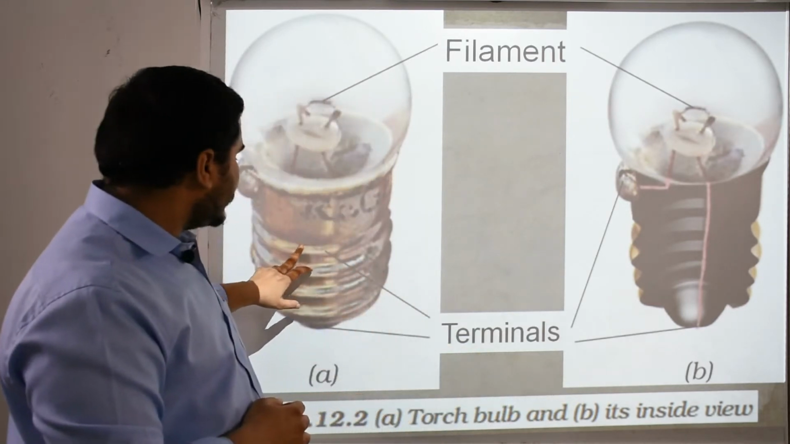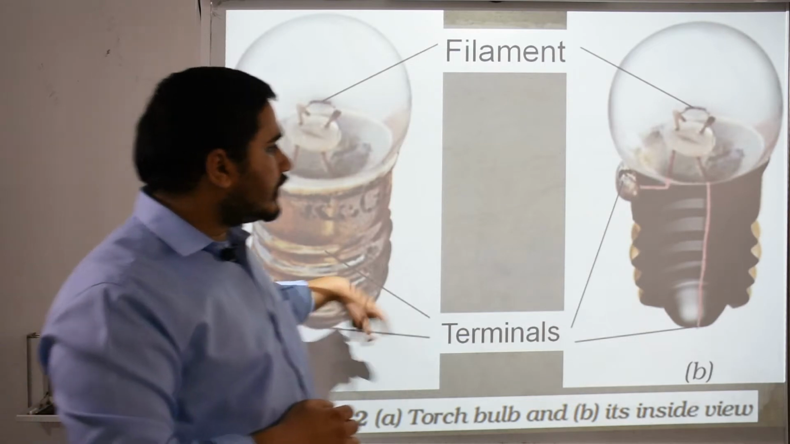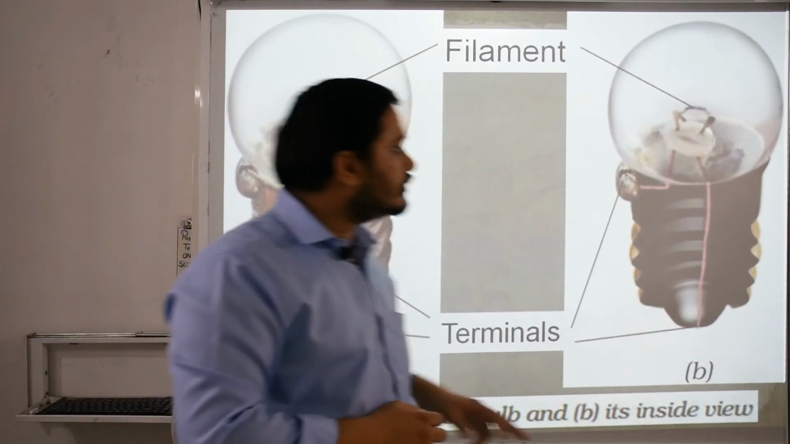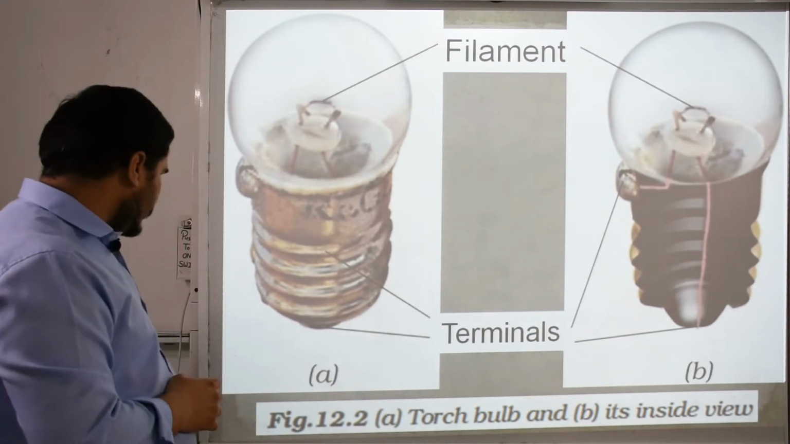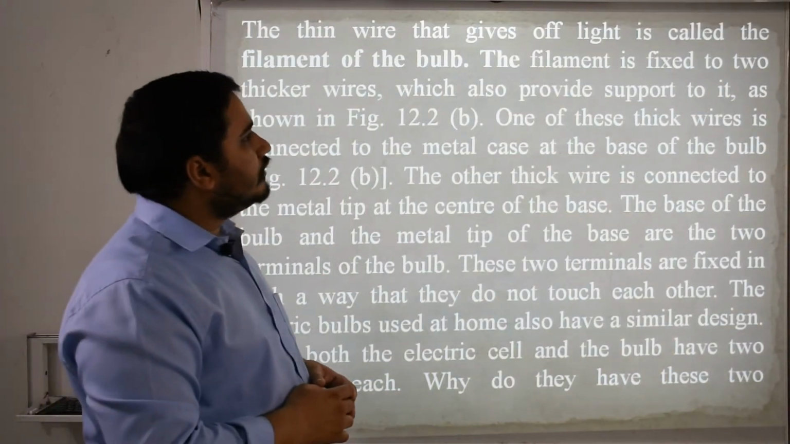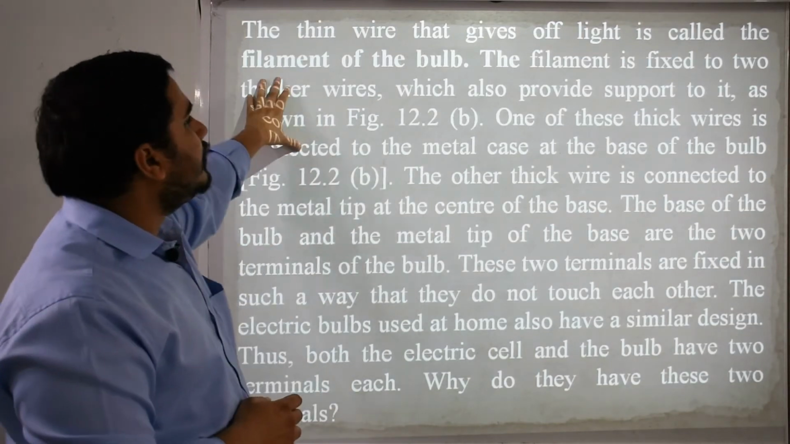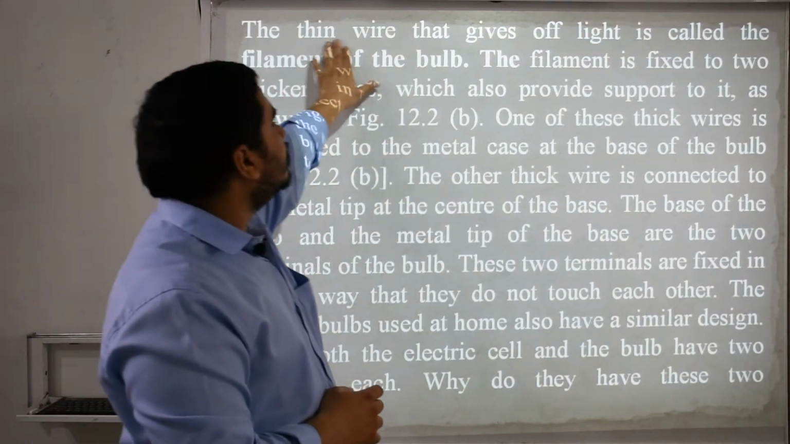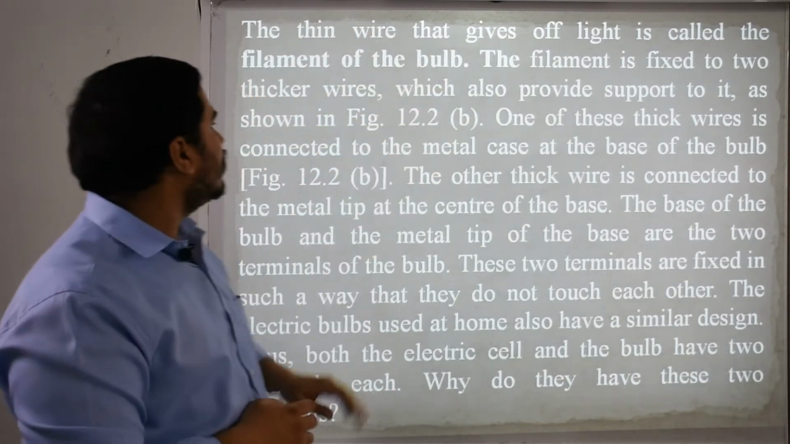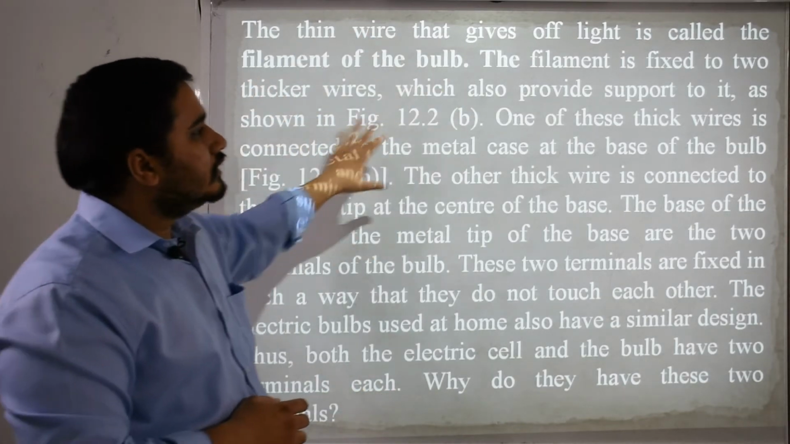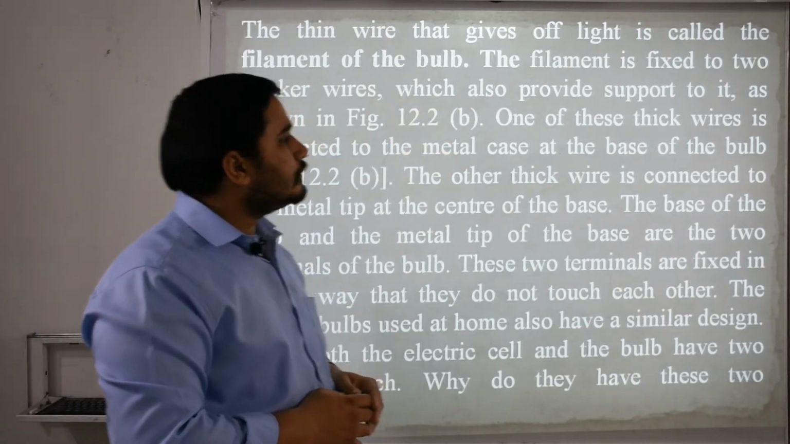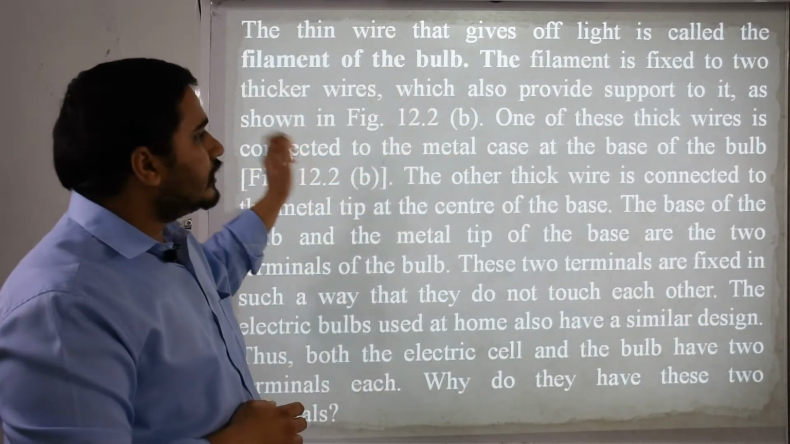Here are the terminals: the upper point here is positive and the bottom point is negative. The bulb also has the same two terminals, like the electric cell. The thin wire that gives off light is called the filament of the bulb. The filament is fixed to two thicker wires which also provide support to it, as shown in the earlier figure.